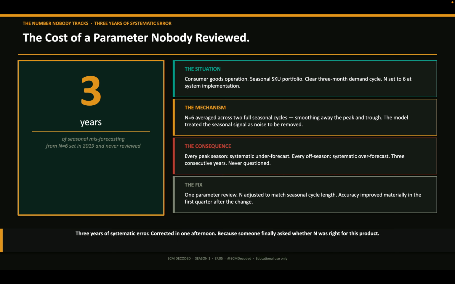Accuracy improved measurably in the following quarter. Multi year directional error closed in one working session because one question was finally put on someone's agenda, which kind of means 3 years of systematic error took only one afternoon to fix. The question was never asked because nobody was responsible for asking it.